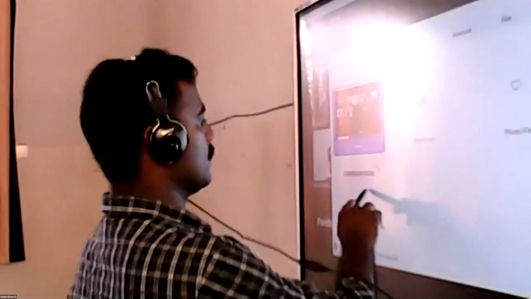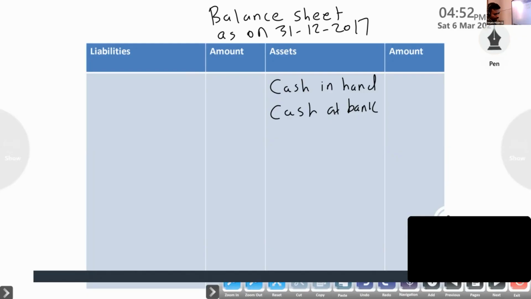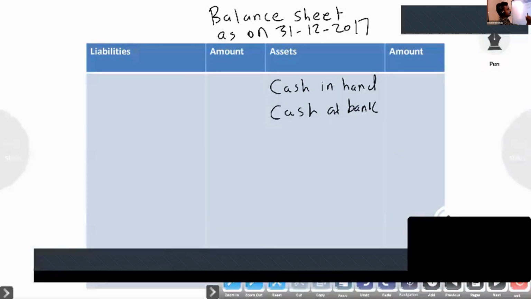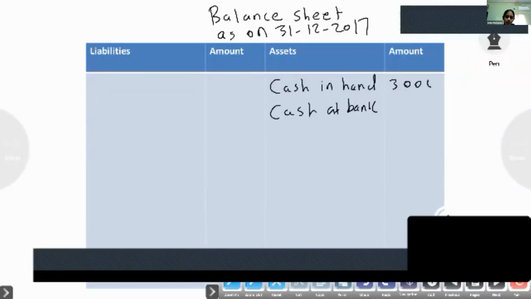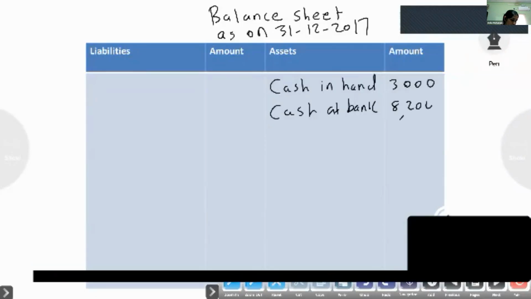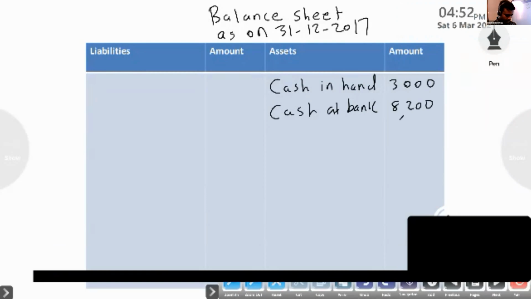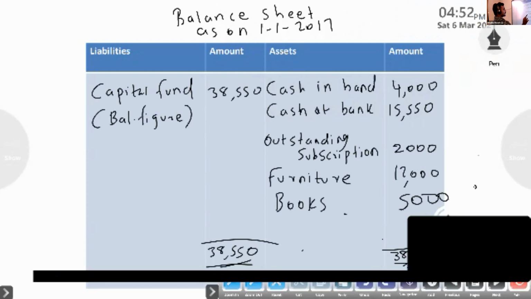Anila, amount, closing cash in hand, cash at bank. Amount you tell? 3,000. 8,000. 8,200. Next item, outstanding subscription.